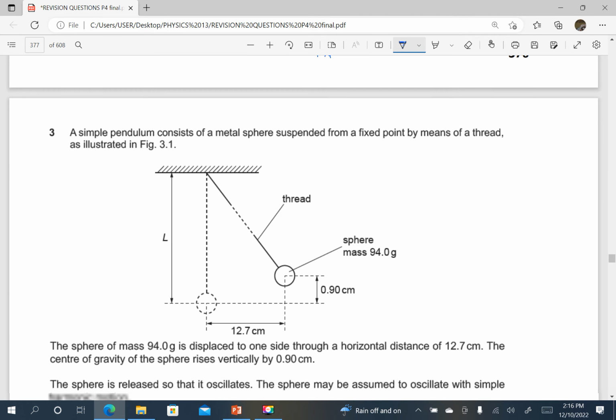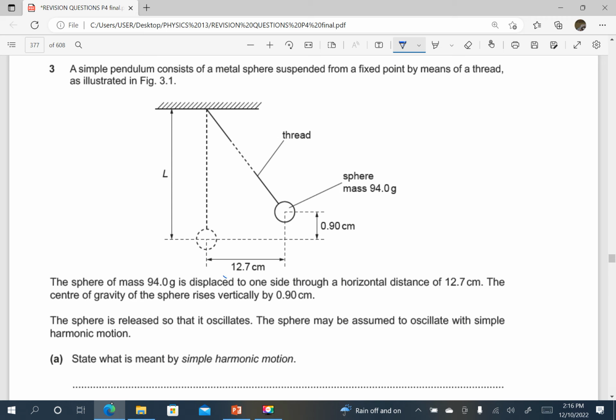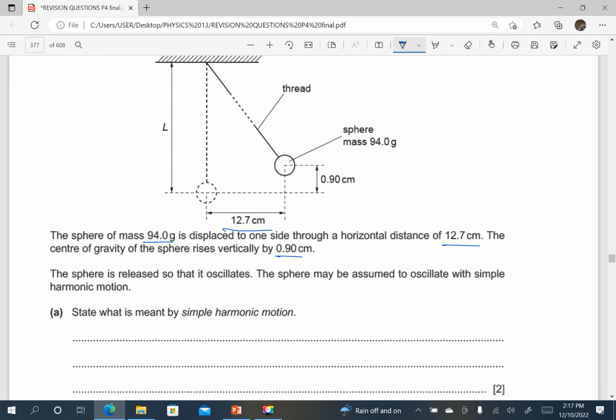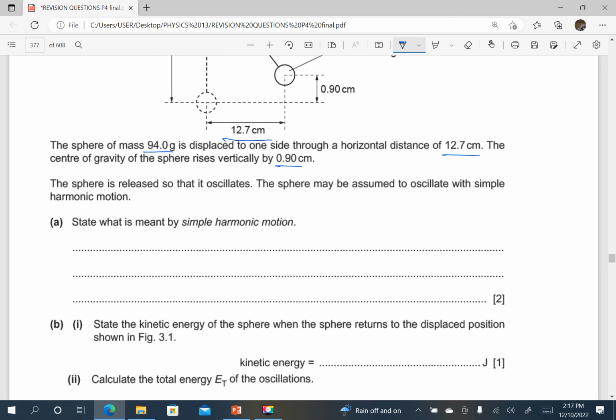Okay. A simple pendulum consists of a metal sphere suspended from a fixed point by means of a thread, as shown here. So we see the displacement is 12.7. The maximum height from the equilibrium position is 0.9. The sphere of mass 94 grams is displaced to one side through a horizontal displacement of 12.7. The center of gravity of the sphere rises vertically 0.9 centimeters. The sphere is released so that it oscillates. The sphere may be assumed to oscillate with simple harmonic motion. State what is meant by simple harmonic motion.